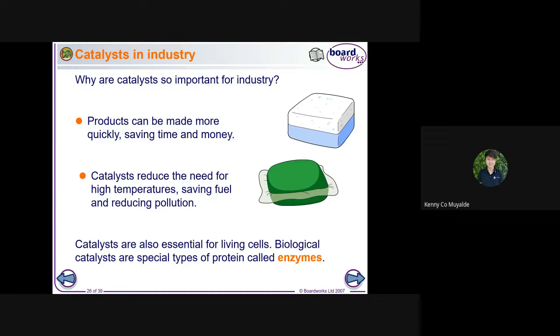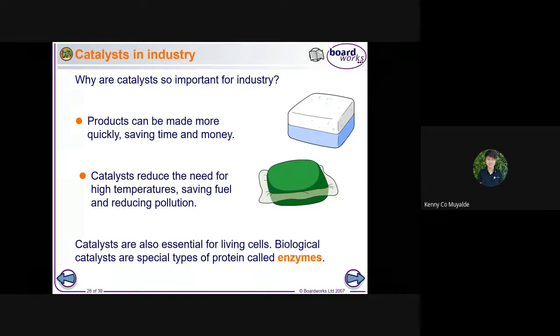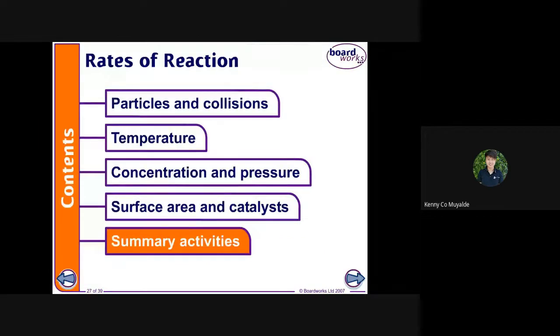Andito pala yung mga importance nila. So, sa products, it could save time, it could save money, mas mabilis na na-produce yung mga product. And then, since catalysts reduce the need for high temperature, it saves fuel and reduces pollution, and pinapababa niya yung price ng mga products. So, catalysts are also essential for living things. These biological catalysts or biocatalysts are called enzymes. Okay? So yun lang po ang module number 10 natin.